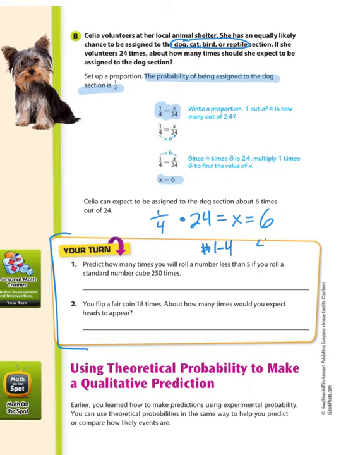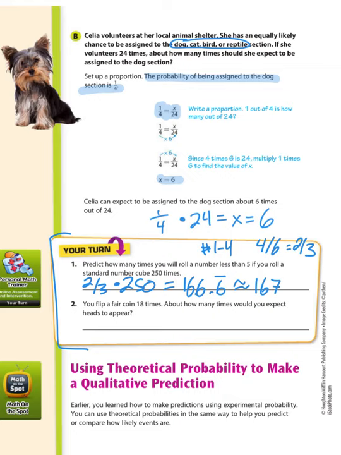So the probability is 4/6 or 2/3. Then we need to find 2/3 of 250, which we enter into a calculator, and we get 166.6 repeating. We're going to round that up to 167. So you can expect to roll a number less than 5, 167 times.